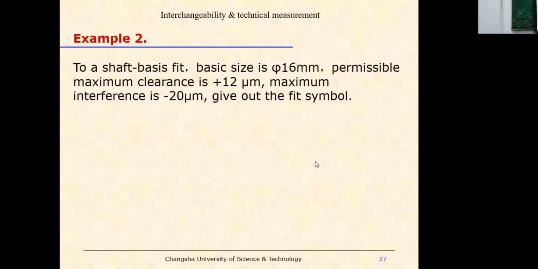Continue. Just to give you an example in your chapter on basic shaft. Yeah, this is the shaft basis.